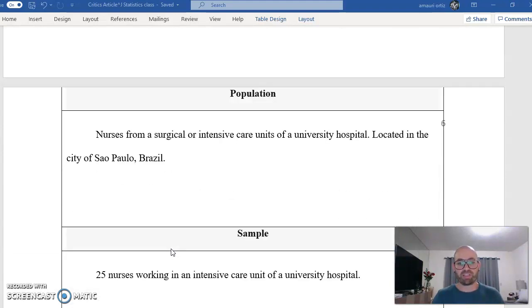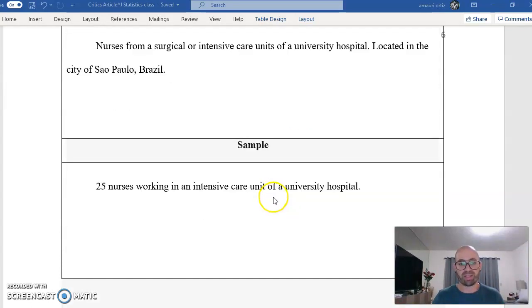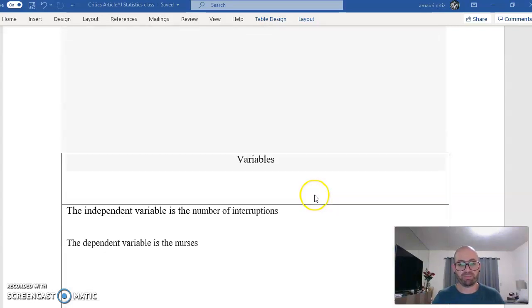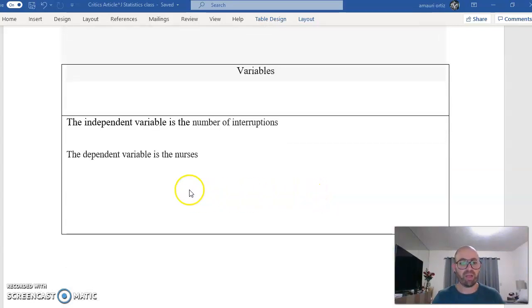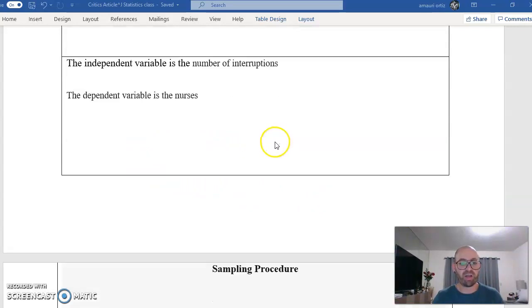The population of this study were nurses from a surgical or intensive care unit of a university hospital located in the city of Sao Paulo, Brazil. The sample was 25 nurses working in an intensive care unit of a university hospital. The variable: the independent variable is the number of interruptions. The dependent variable is the number of nurses.